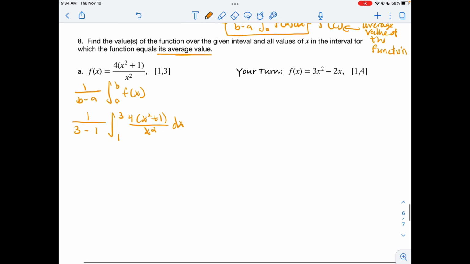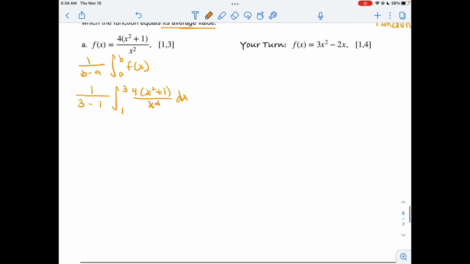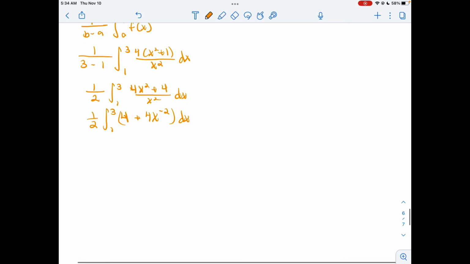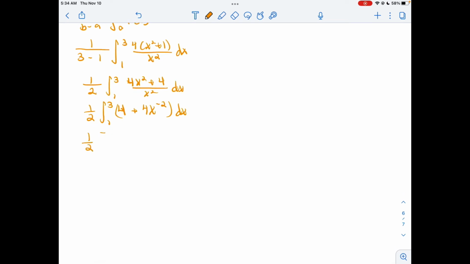All right, so 3 minus 1 is 2, so I get 1/2 times the integral from 1 to 3, and I need to simplify this integral because remember, there's no quotient rule for integration. So I cannot evaluate the integral as written, so we need to do a little simplifying first. I'm going to distribute the 4 to get rid of the parentheses on the top, and then break up the fraction and simplify. So 4x squared divided by x squared is just 4, and 4 divided by x squared is 4x to the negative 2. Now I can find the antiderivative.